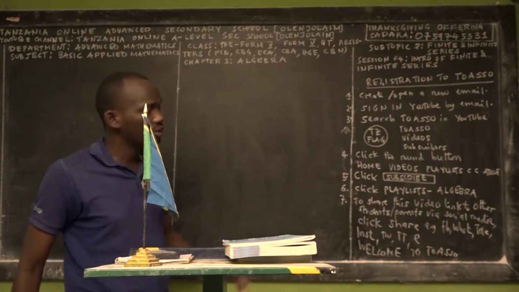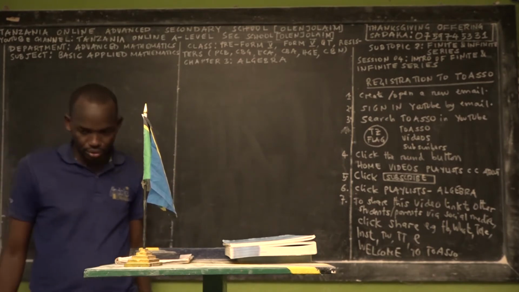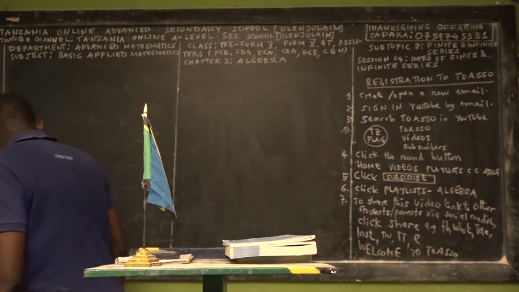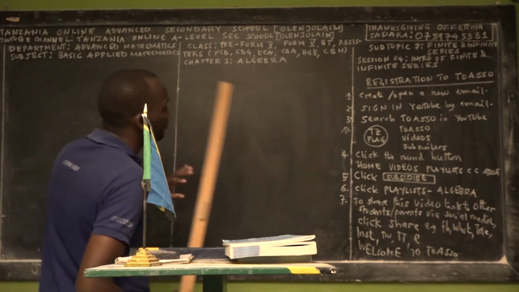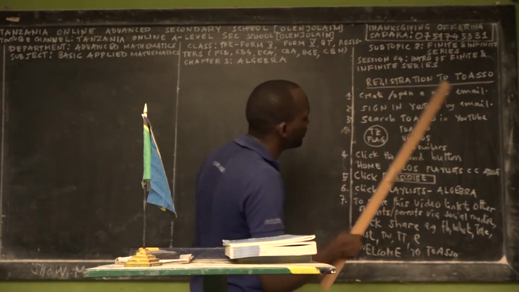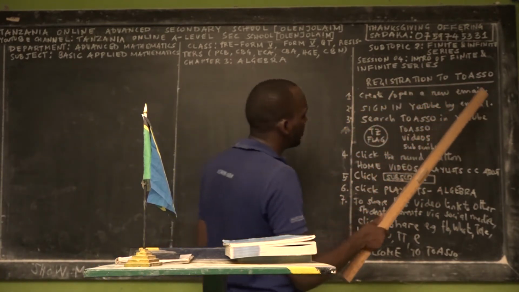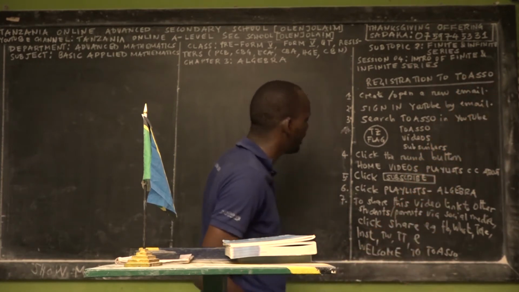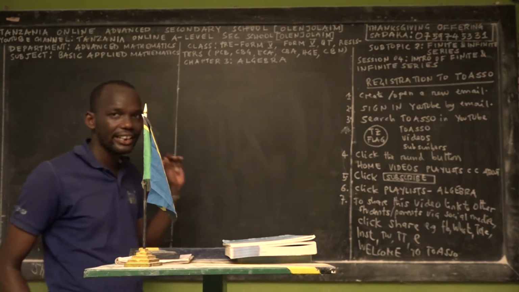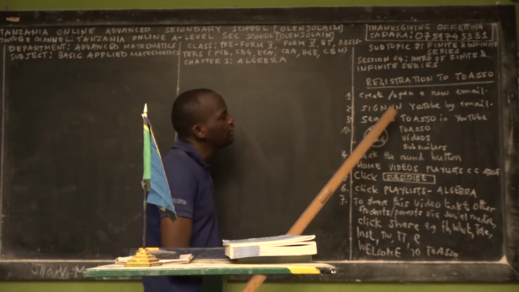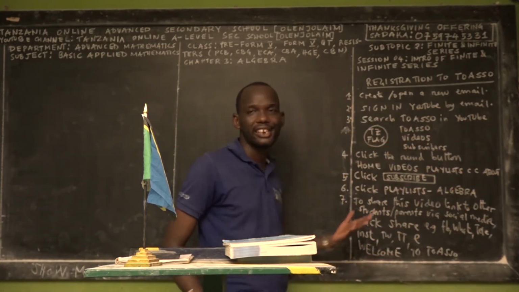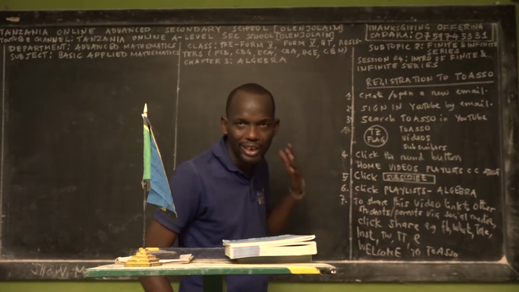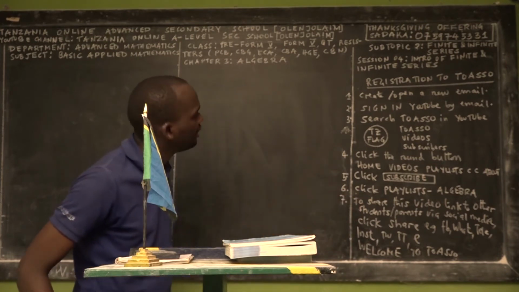So I would like to spend a few minutes to welcome you into the few steps that you have to follow to register yourself into TOASO. TOASO is the abbreviation of Tanzania Online Advanced Secondary School in square brackets Online. The first thing, if you don't have an email, then we ask you to create or open a new email, right? If you have one, remember the password and username.